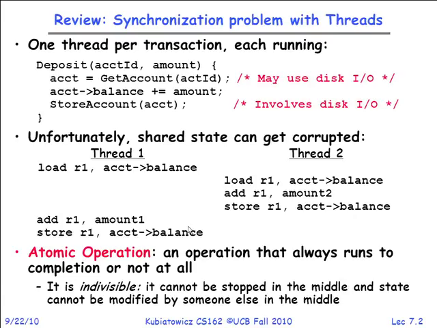Okay? Now, we talked about this notion of an atomic operation, which is an operation that always runs to completion or not at all. For this particular example, what we'd really like is to be able to tie these three instructions together as an atomic operation. If we could somehow do that, then there'd only be two possible ways that could go. Either the first deposit goes first or second, and there's no kind of confusion as to what the state is when you're done.